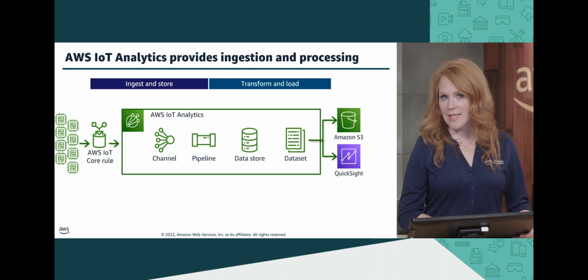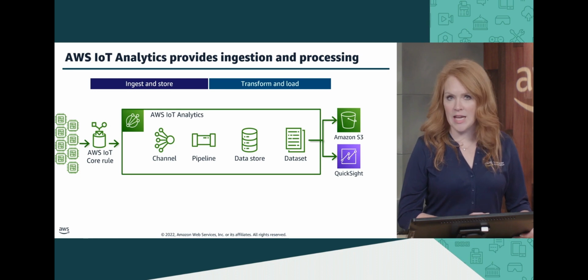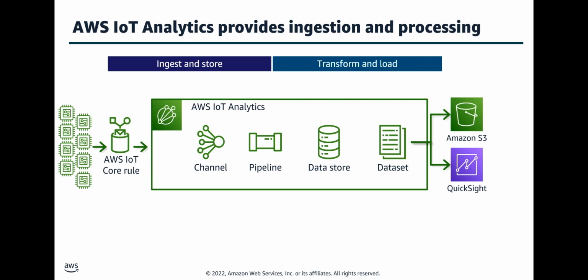A channel collects data from a topic, in this example from an AWS IoT Core rule, and archives unprocessed messages before publishing the data to a pipeline. A pipeline consumes messages from a channel and performs processing on the messages before storing them in a data store. Pipelines store their processed messages in a data store.